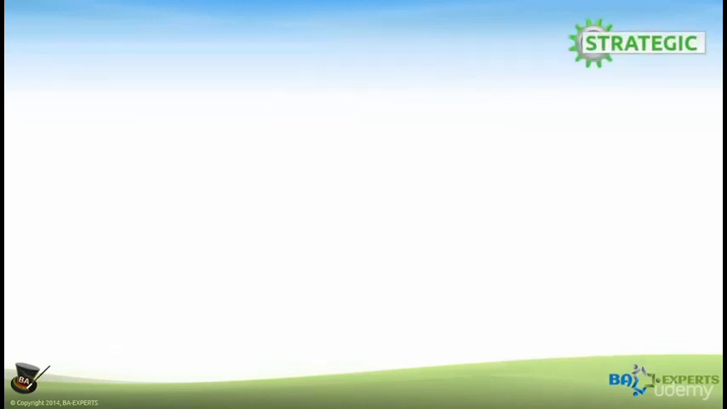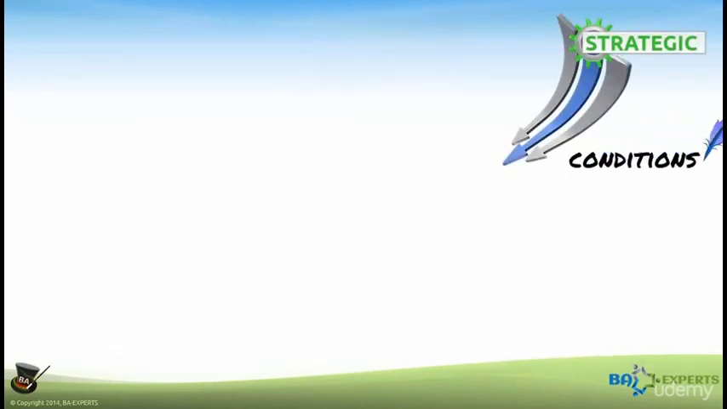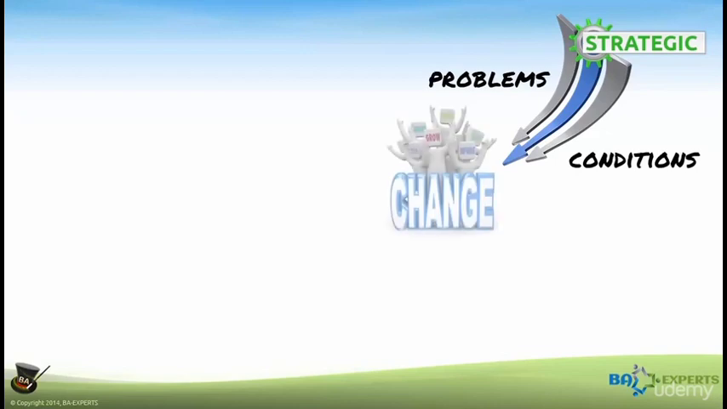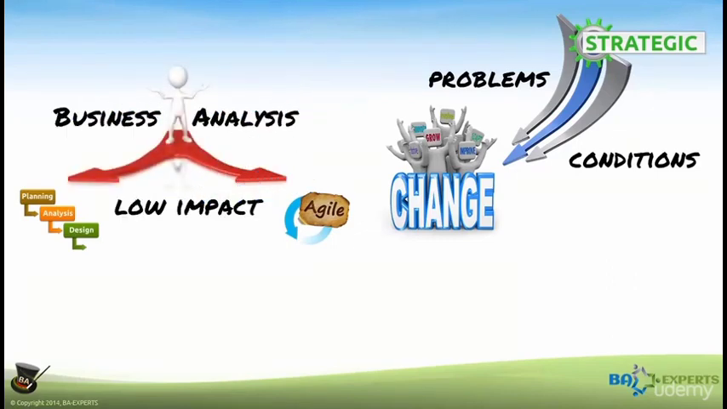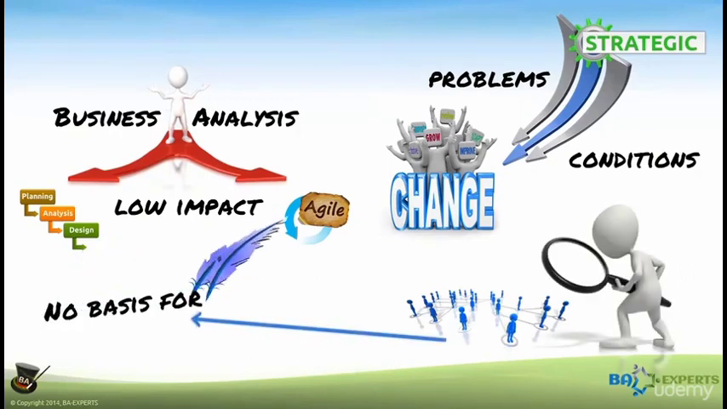Strategic business analysis deals with identifying all conditions and problems that projects should address to affect the change. The specific SDM your organization uses affects this level of business analysis least. Without solid enterprise analysis results, there is no basis for a project.